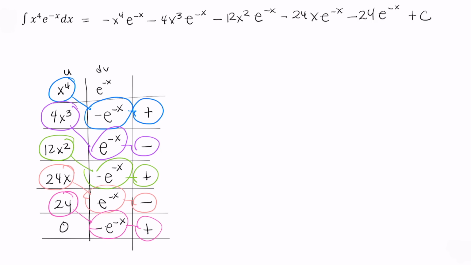All right, you should end up with negative x to the fourth times e to the negative x, negative 4x cubed times e to the negative x. And this we already did together. Independently, you should have negative 12x squared e to the negative x, negative 24x e to the negative x, and 24 e to the negative x, and then plus your constant.